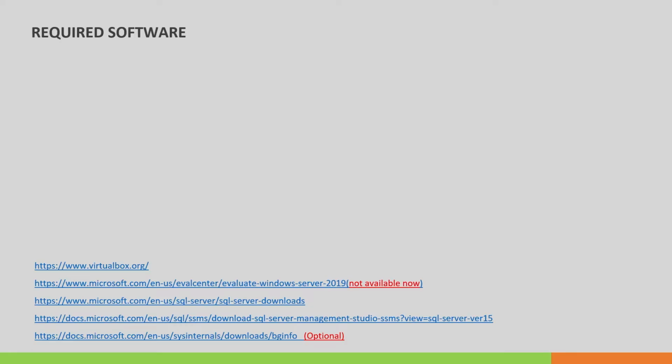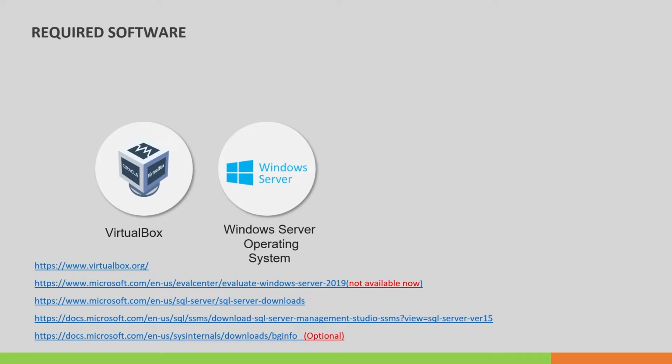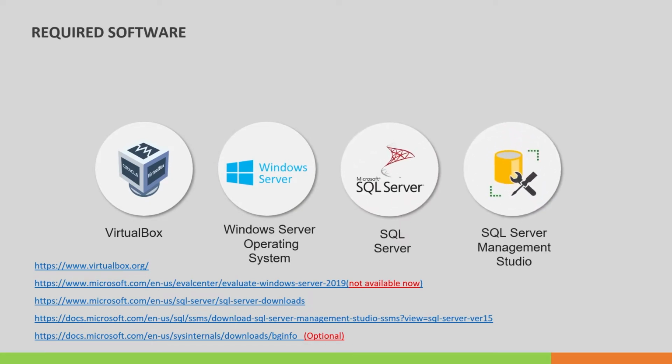To configure Windows Failover Cluster, you basically need a couple of pieces of software, that is VirtualBox. You need Windows Server Operating System. You need SQL Server, and you need SQL Server Management Studio. So basically 4 pieces of software you need to configure Windows Failover Cluster.